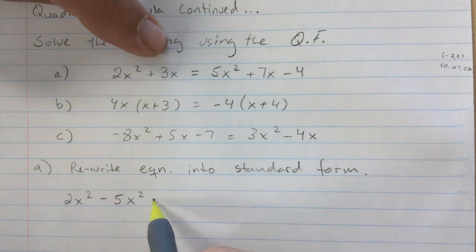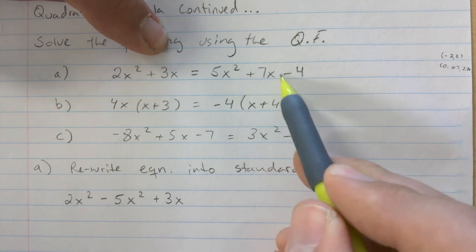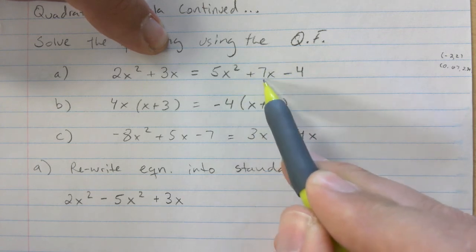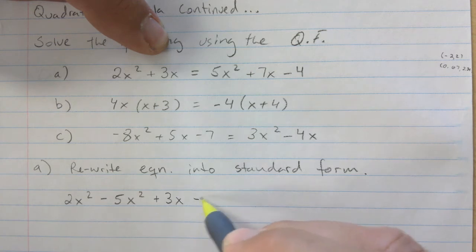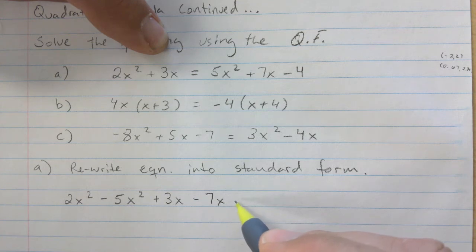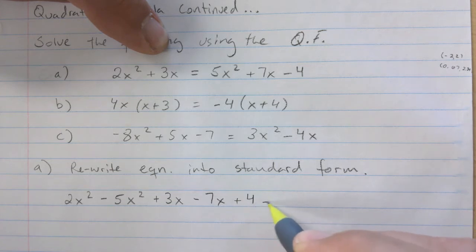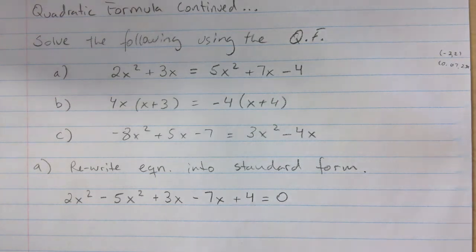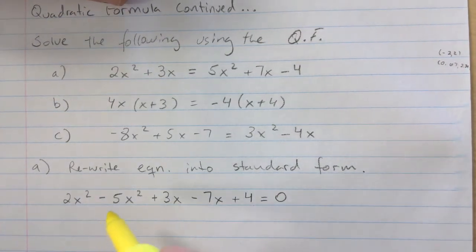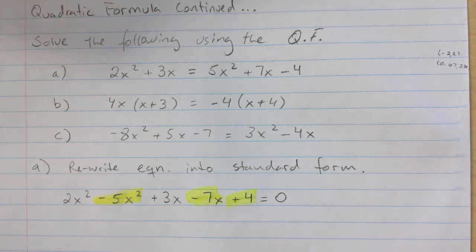Then I copy down what's already there, which is the x term, plus 3x. I look on the other side, there's an x term there, and it's 7 positive, so it will come over negative. And the negative 4 will come over positive. So I will just highlight that this came over, this came over, and this came over. Okay.